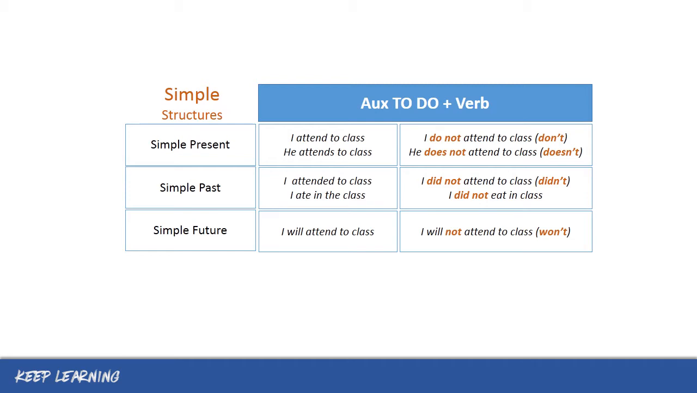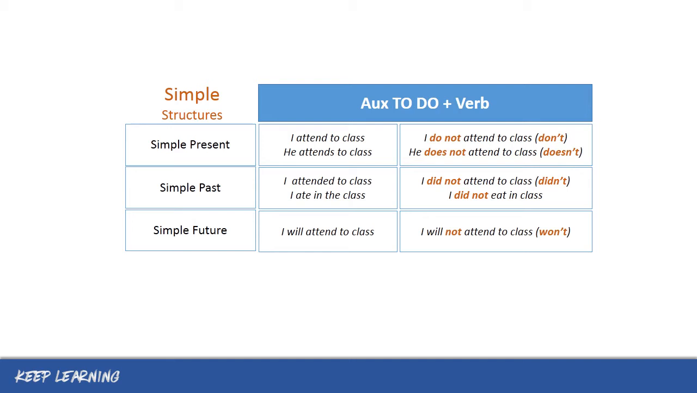In the simple present you say I attend to class, or I do not attend to class, or don't. And the third person, he attends to class, with the third person form of the verb. In the negative you say he does not attend to class, or he doesn't attend to class. The verb remains in a natural form. In the simple past you have regular verbs like I attended to class. In the negative form you say I did not attend to class, or I didn't attend to class.